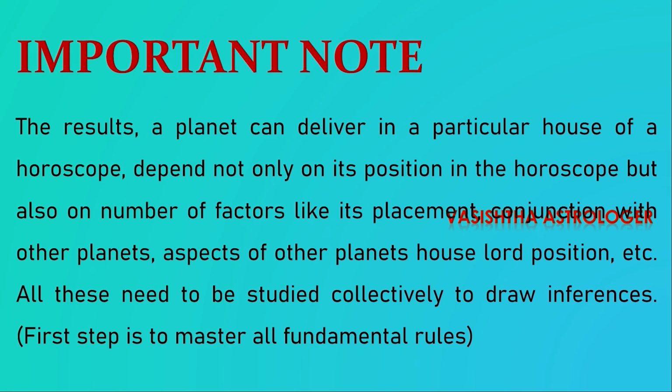The results a planet can deliver in a particular house of a horoscope depend not only on its position in the horoscope but also on number of other factors like its placement, conjunction with other planets, aspects of other planets, house lord positions, etc. And all these need to be studied collectively to draw inferences. First step is to master all fundamental rules.